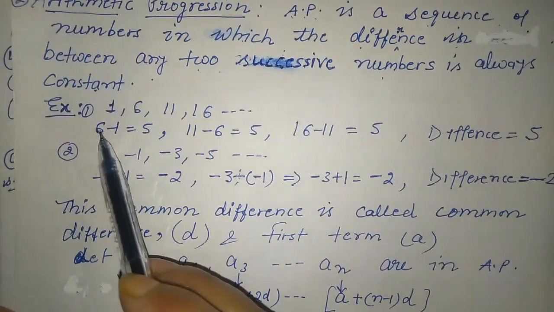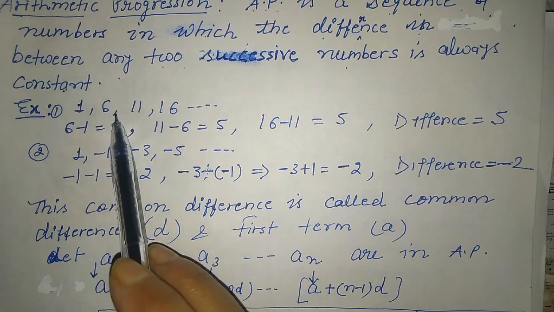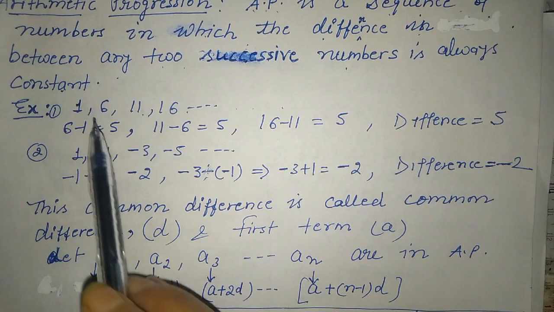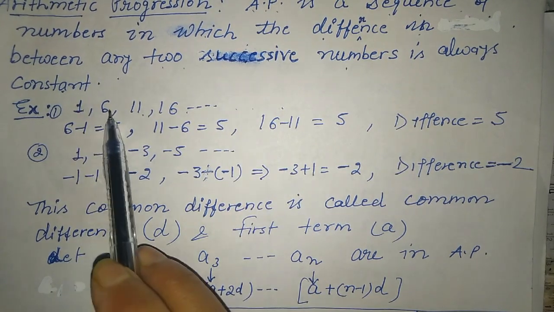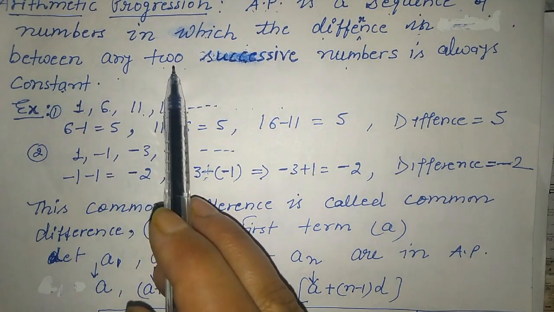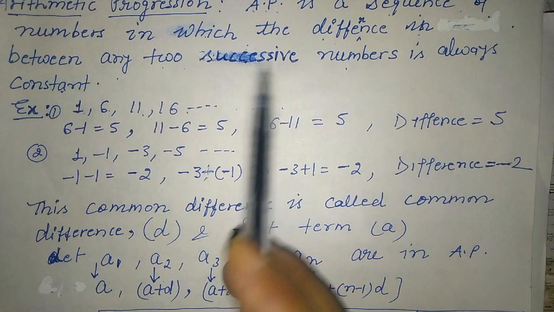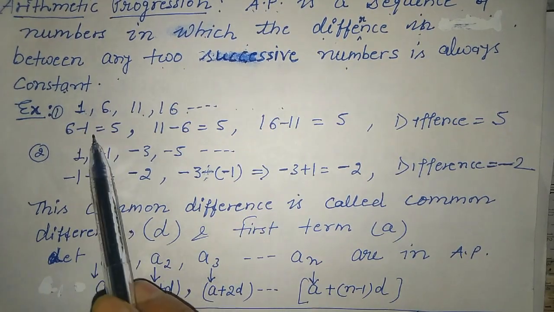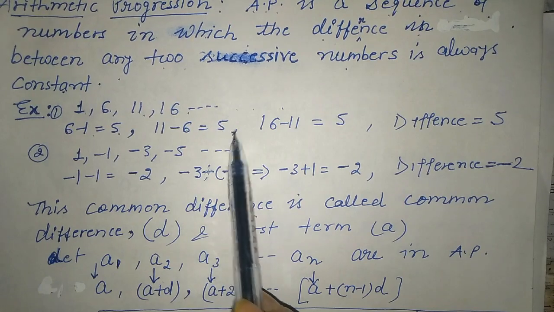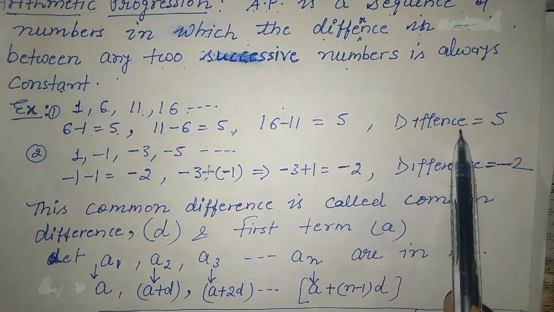We have some examples here, just like example 1, 6, 11, 16, and so on. If we find the difference between two successive numbers according to the definition, 6 minus 1 is equal to 5, 11 minus 6 is equal to 5, 16 minus 11 is equal to 5, and so on. So what is the difference here?